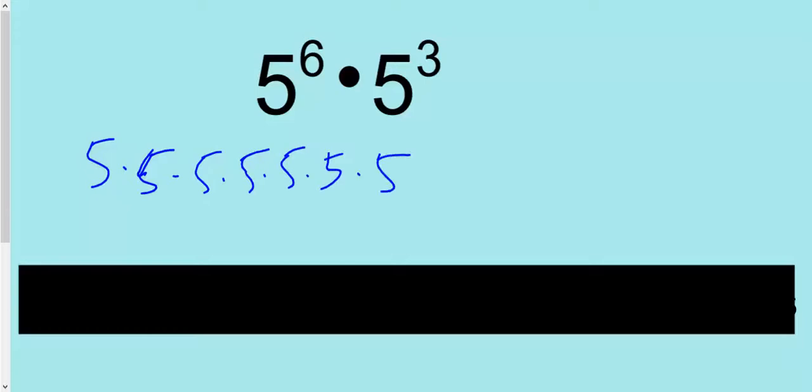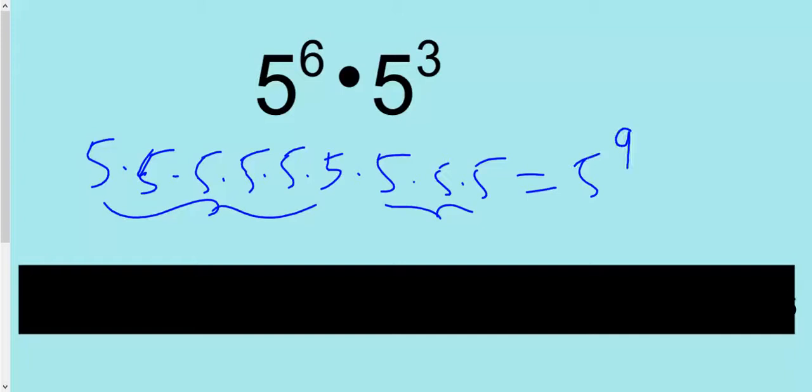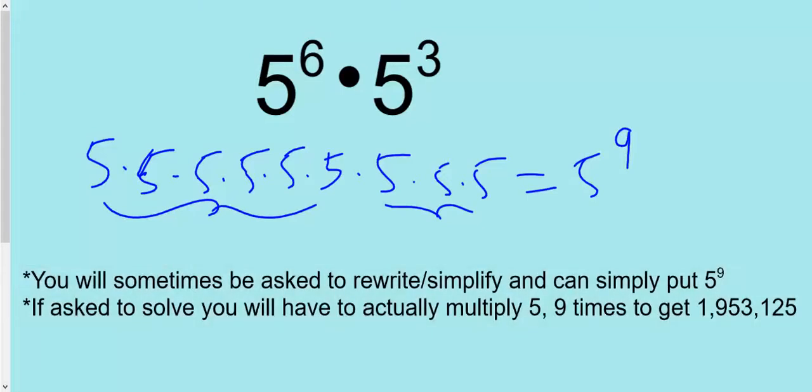Okay, here we go. We're just going to be going through some sample problems. We have 5 times 5 times 5, and it's a lot of writing, so that's 5 to the 6, and then 5 times 5 times 5 times 5 times 5. That's your 5 to the third. So altogether, that's 5 to the 9th power. If you're asked to rewrite or simplify, you can write 5 to the 9th. If you're asked to solve, you're actually going to have to multiply 5 by itself 9 times, and then you can use the calculator for that. But most of the problems that we're going to be working with, this is going to be okay.